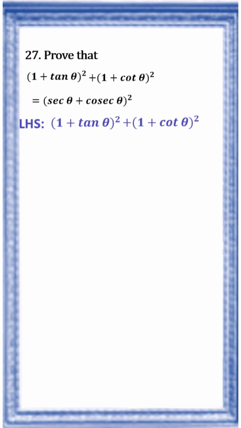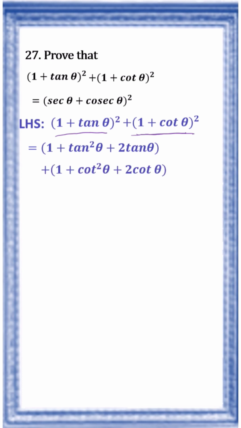Now let us expand these two by using (a + b)². 1 squared is 1, plus tan² θ, plus 2 into 1 into tan θ, that is 2 tan θ. Now let us expand (1 + cot θ)². 1 squared is 1, cot θ the whole square is cot² θ, plus 2 into 1 into cot θ, that is 2 cot θ.